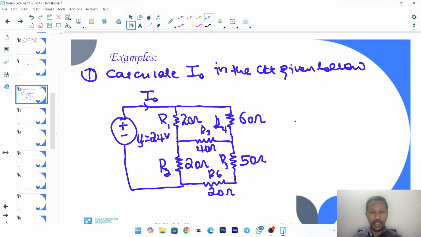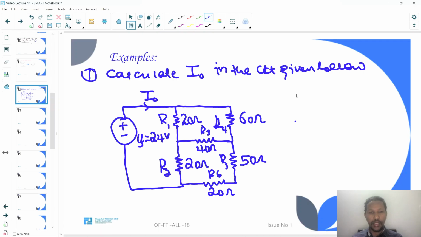For this circuit, we are asked to determine the total current I naught in the circuit given below. So let's start with the solution. As you can see here, some of the resistors are connected in series, and the others are connected neither in series nor in parallel. R5 and R6 are connected in series.